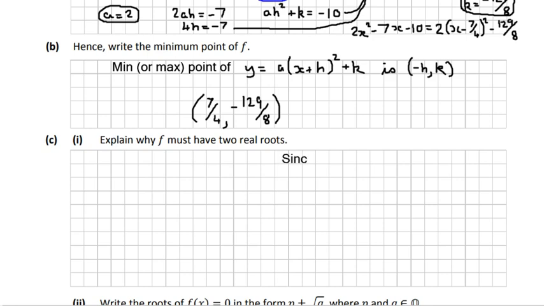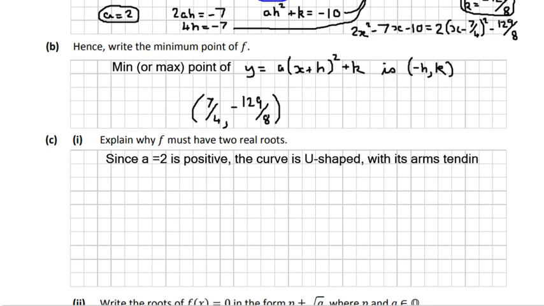Okay, so since a equals 2 is positive, the curve we know is going to be u-shaped, with its arms tending to infinity. If you imagine a U, the arms of the U just go up to infinity. Now, if we look at the y coordinate of the minimum point, that's a negative y value. So we'll make that point as well.